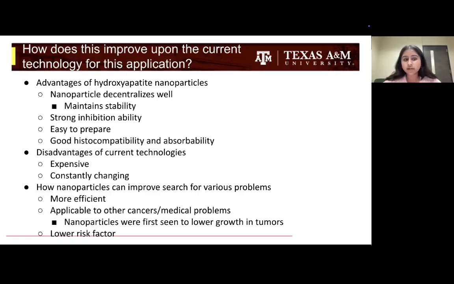And there's also a lower risk factor when you have more technology, because you have more knowledge compared to doing it without having that background. So it definitely helps make sure you know what you're doing when you're trying to find the cure.